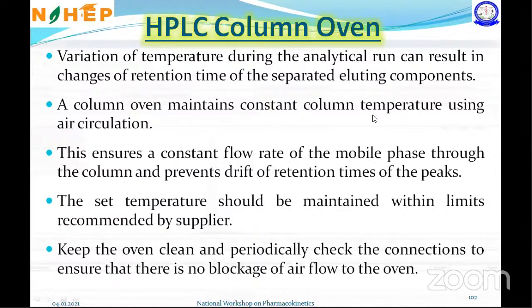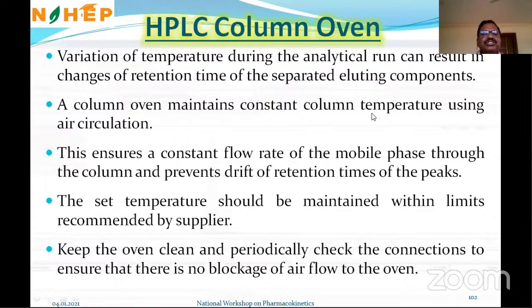Variation of temperature during the analytical run can result in change of retention time of the separated eluting components. So a column oven maintains the constant column temperature using air circulation. This ensures a constant flow rate of mobile phase through the column and prevents a drift of retention time of the peaks. The set temperature should be maintained within the range recommended by the supplier, and keep the oven clean, and periodically check the connections to ensure that there is no blockage of airflow to the oven.